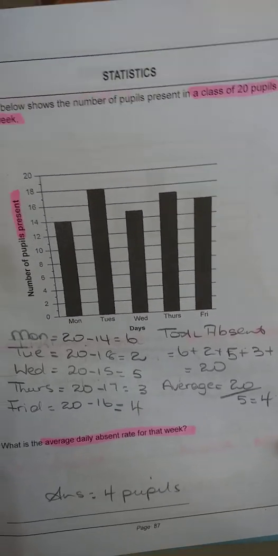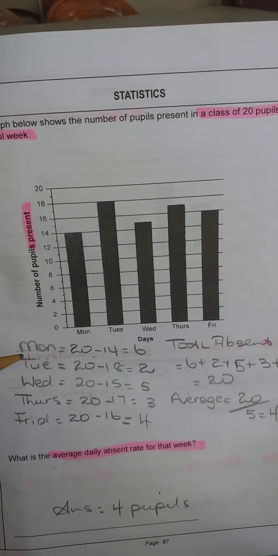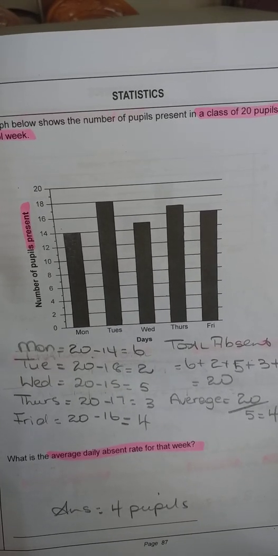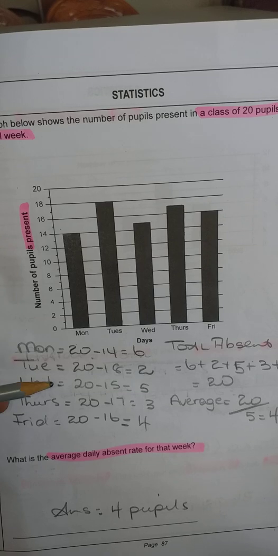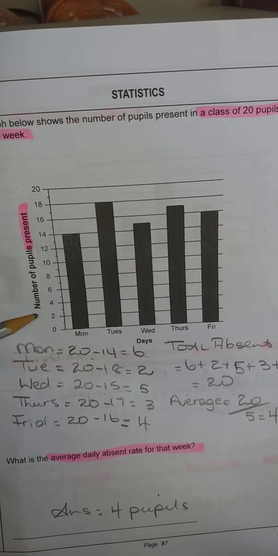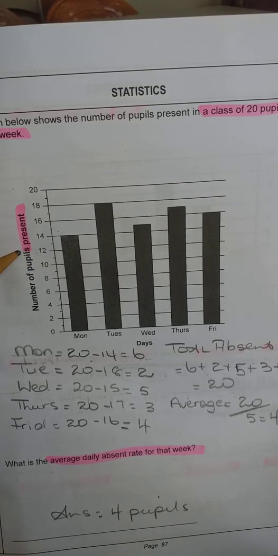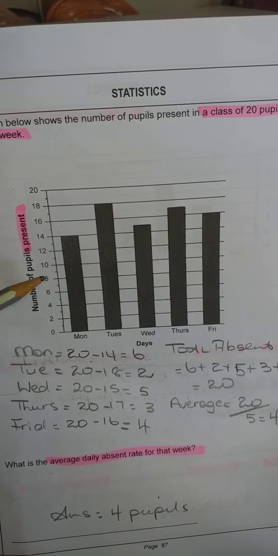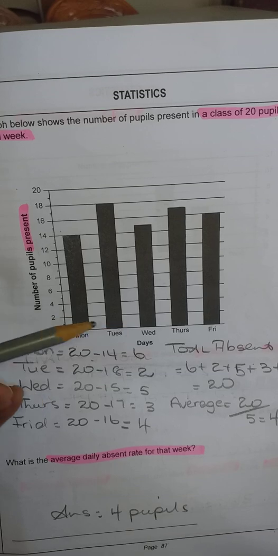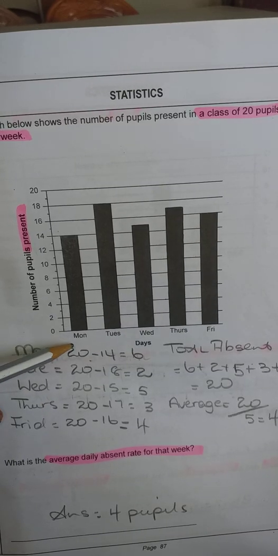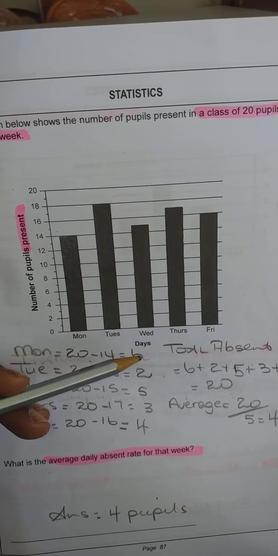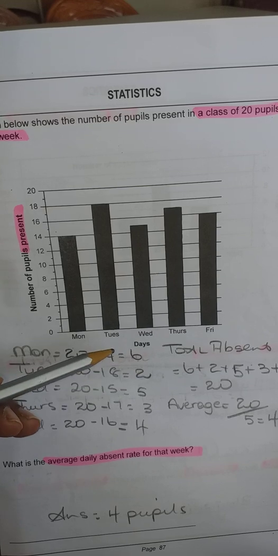Okay, so here's where we apply our knowledge. We know that the class is a class of 20, right? And let's look at Monday. It's a class of 20. On Monday, there were 14 students present. So if 14 students were present, that means the rest were absent. And to find the rest that were absent, it would be 20, take away 14, which is 6. So that means 6 students were absent.